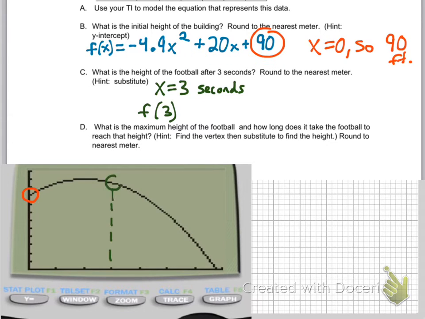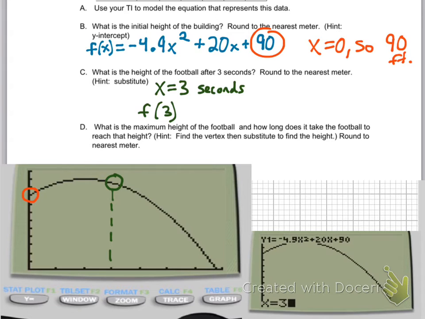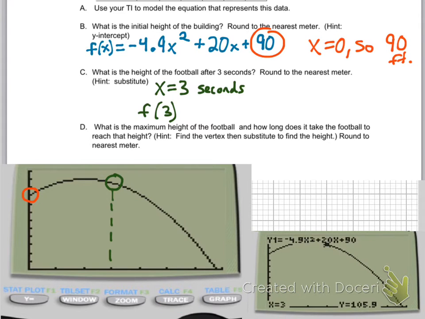Or you could just come right here and see, oh, that's where the tick mark is 3. That's 3 on the graph when the seconds are 3. What is the height there? And if you press trace, and like I said, type in 3, then you'll get 105.9 as the y value. So that means at 3 seconds, we have 105.9 meters is the height of the ball.